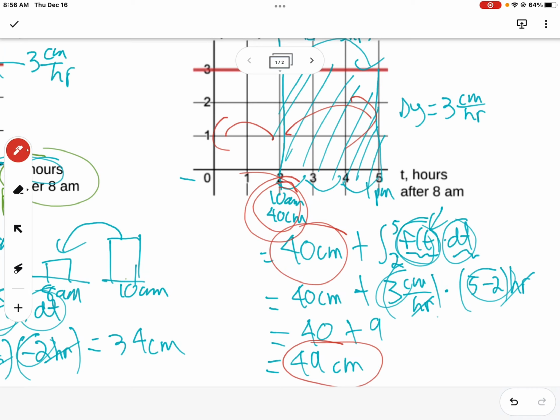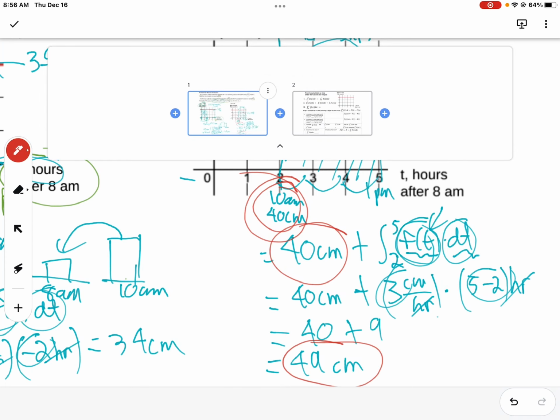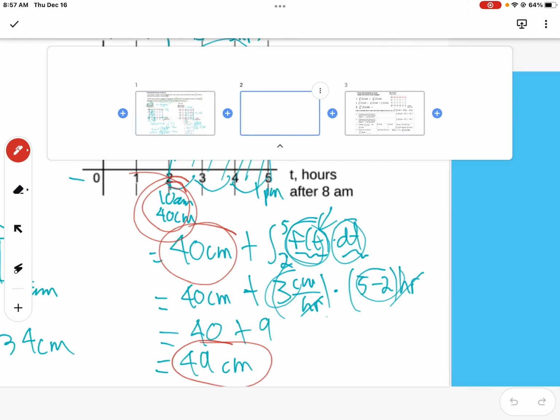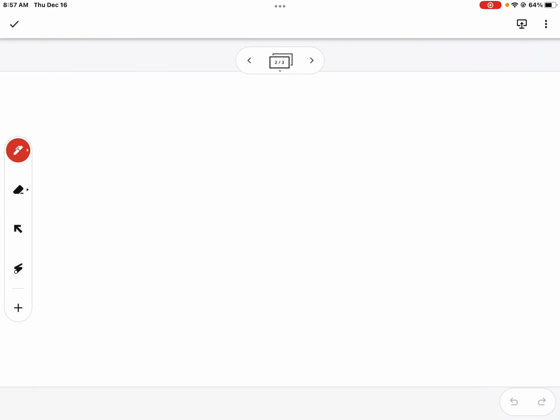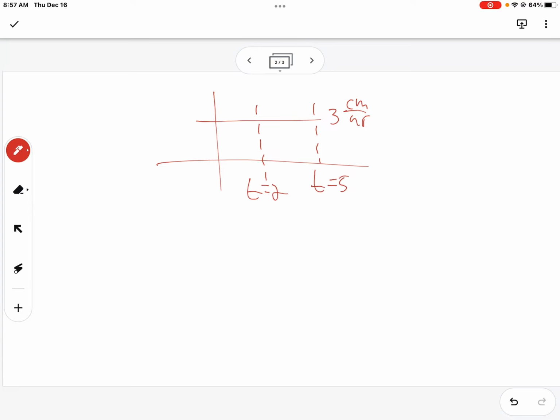Actually, you know what I'm going to do now, why don't I just add a page here and formalize this. So if we looked at that last example, 3 centimeters per hour, t equals 2, t equals 5. And we wanted to get the depth of snow at t equals 5, okay? By the way, that's F at t.